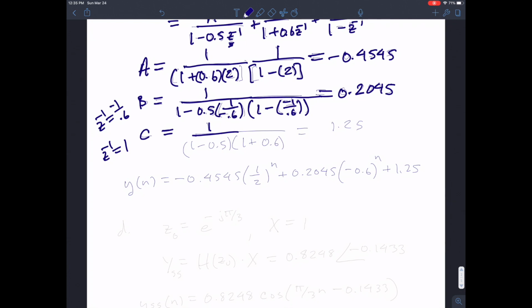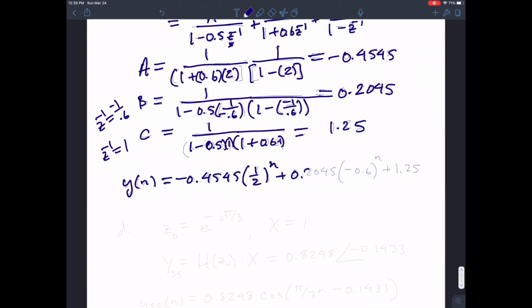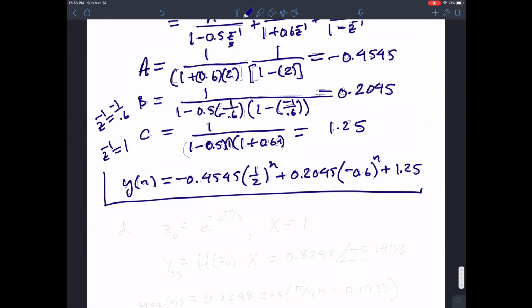Okay, so moving on with that, it's 1 minus 0.5 times 1, 1 plus 0.6 times 1. So when you plug that into your calculator, you get 1.25. All right, so it is important on your exam to sum it all up. So y of n is minus 0.45 (1/2)^n plus 0.2045 times minus 0.6 to the n plus 1.25. All right, so there we go.